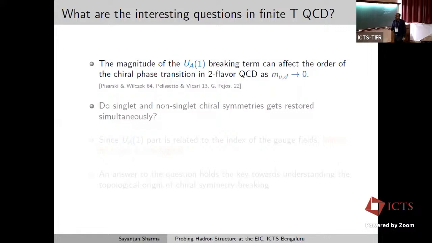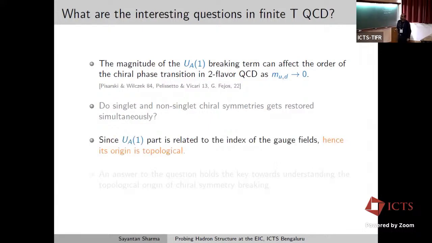So the question that we would like to answer is, these are the same chiral symmetry group, but we do not know when the singlet and the non-singlet part gets effectively restored. For the singlet part, of course, it's not a symmetry, so we can only talk about its effective restoration. The question is, do the singlet and the non-singlet part of chiral symmetry get restored simultaneously or not? That's the question that has been asked in this community for a long time.